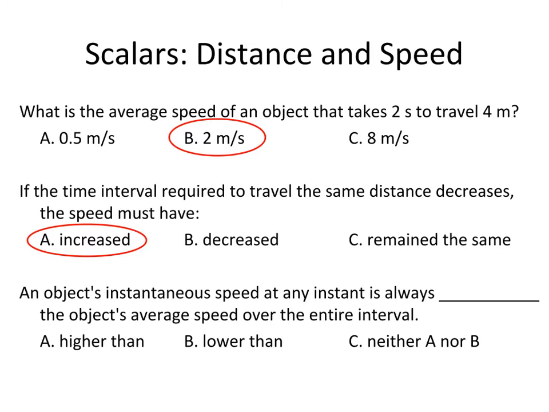An object's instantaneous speed at any instant is always blank the object's average speed over the entire interval. Neither A nor B in this case. The object's instantaneous speed could be greater than the average speed, or it could be lower than the average speed. The idea there is that if the object's speed is not constant, then instantaneous speed is always changing, or can change over time, in other words. Not necessarily always changing, but could be changing.